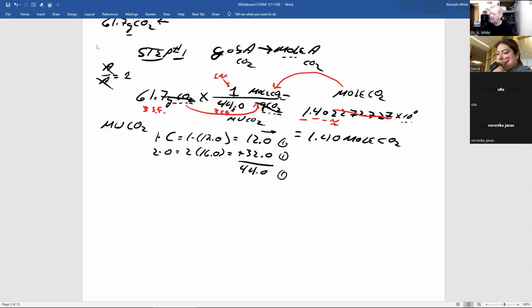Now, I forgot to mention for the last problem, hold on, this is thirsty work. Moles always are.